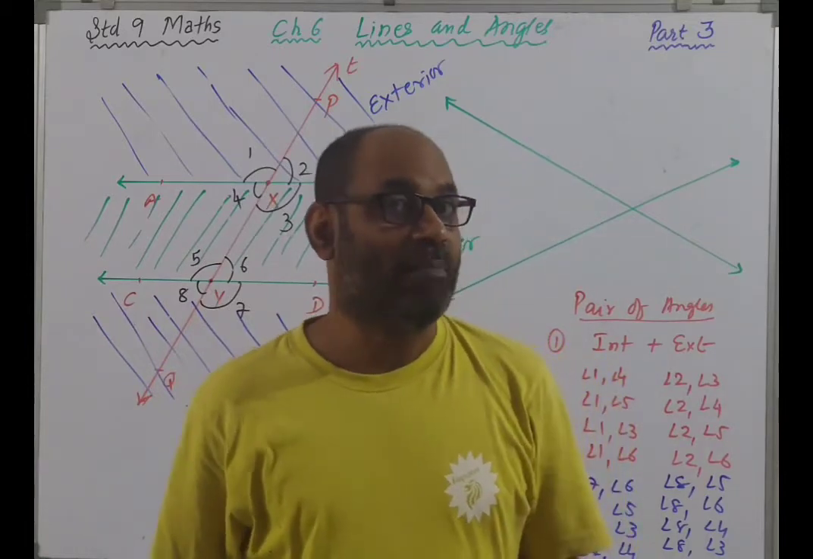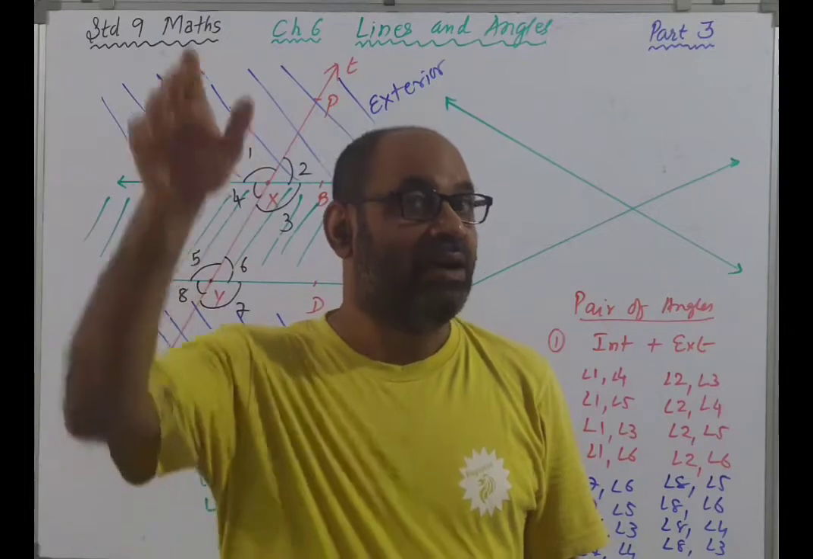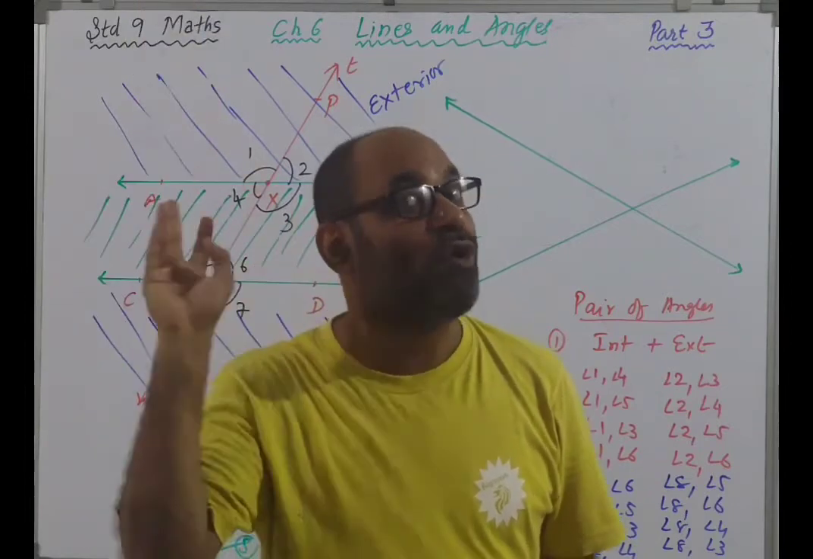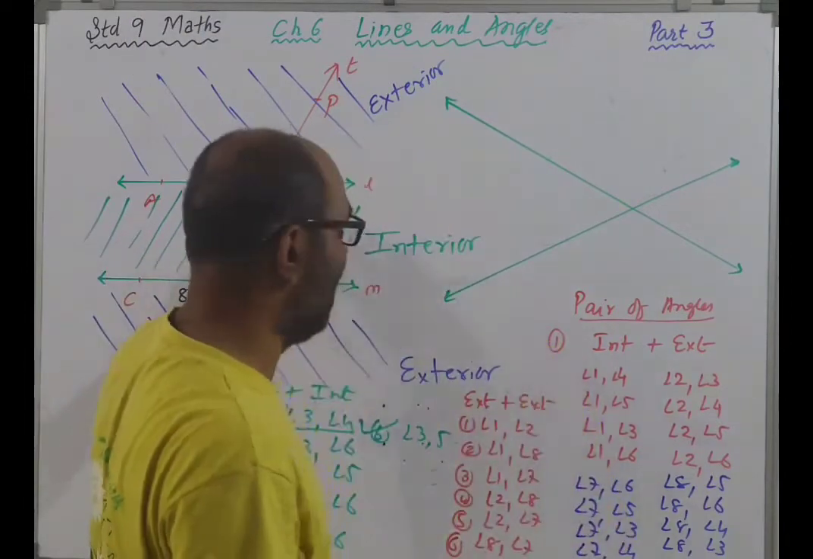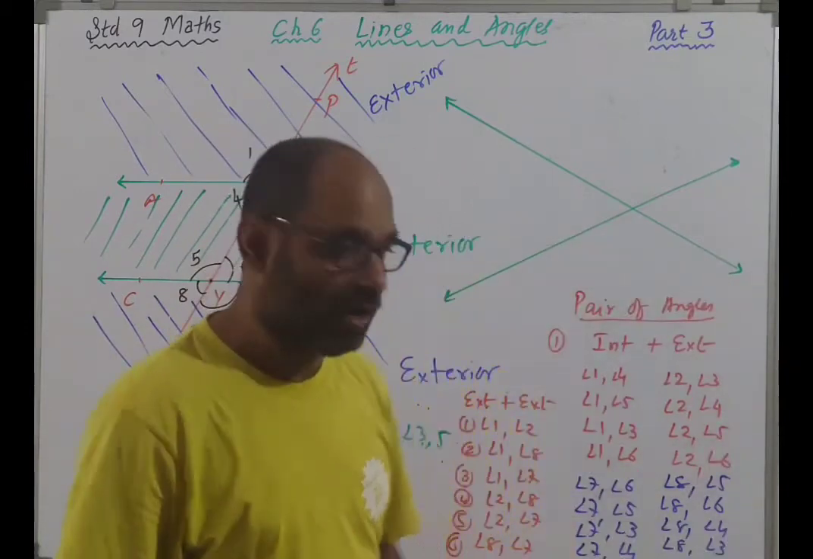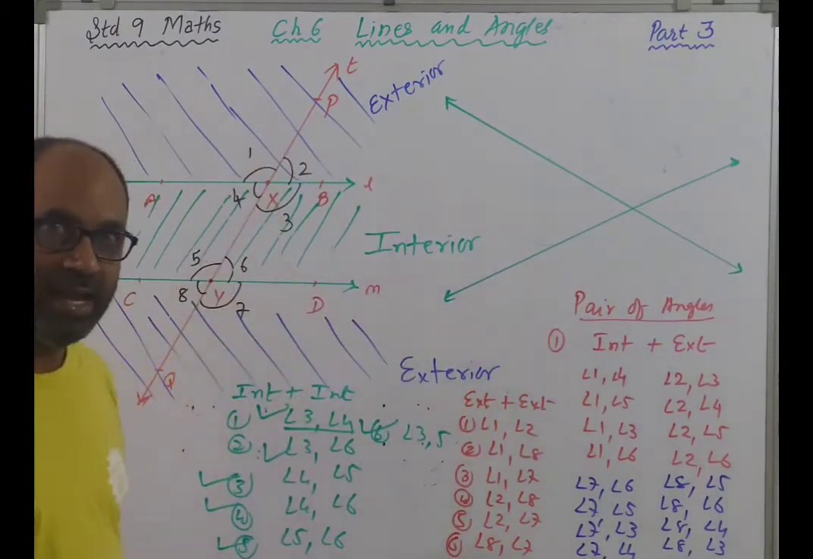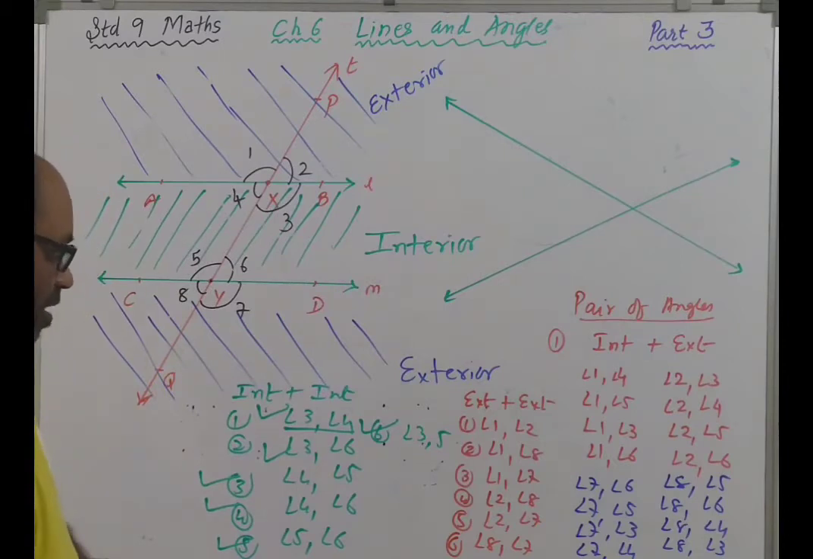Here we are talking about angles formed by transversal of two coplanar lines, which may be parallel, which may not be parallel. Alright? Right now I am talking about parallel lines. Okay, children, please.